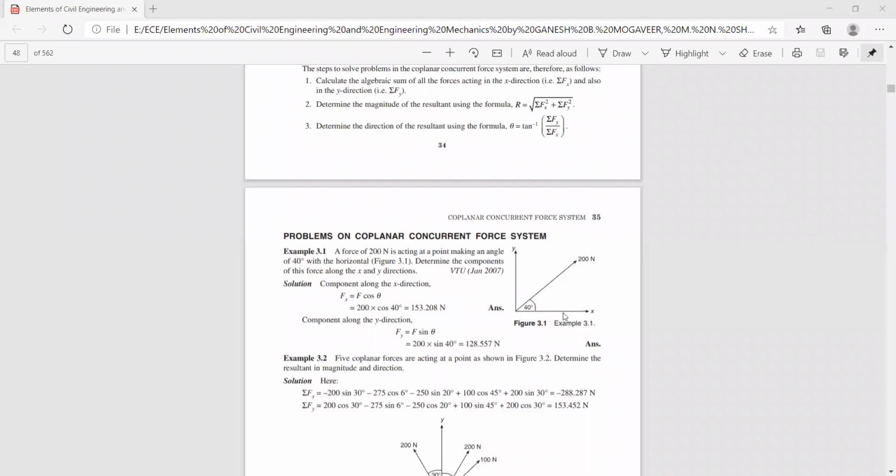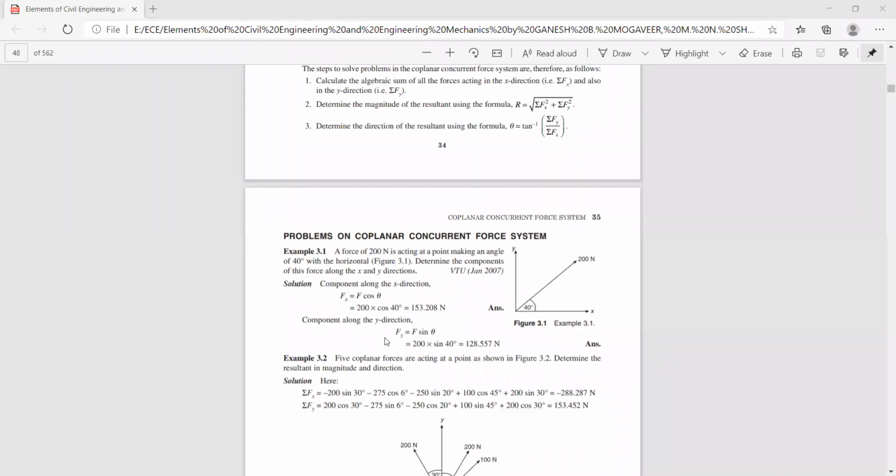Now its x component is F cos theta, or it can be F sin theta if you consider this triangle. Similarly, its vertical component is F sin theta. If you divide this force into components F of x and F of y, both the arrows finally should meet at this point. Now, the component along the y direction, F of y is F sin theta, that is 200 into sin 40, that works out to be 128.557 Newton. Now, if you want to get back the original force, F is nothing but the square root of F of x square plus F of y square.